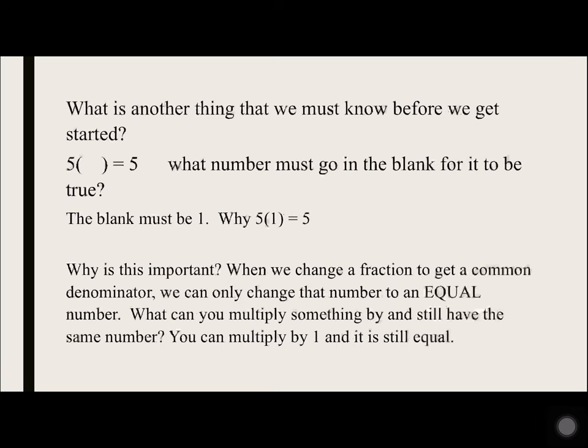What is another thing that we must know before we get started? 5 times blank equals 5. What number must go in the blank for it to be true? The blank must equal 1. Why? 5 times 1 equals 5. Why is this important? When we change a fraction to get a common denominator, we can only change that number to an equal number. What can you multiply something by and still have the same number? You can multiply by 1 and it is still equal.